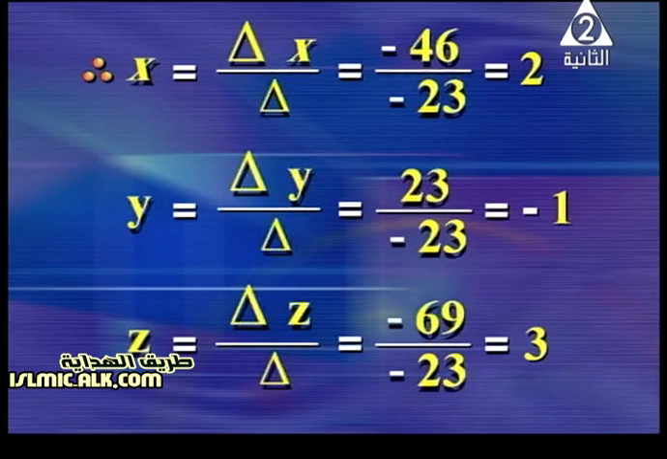After that, the next lesson this year is matrices, which is also very important as an application of determinants. Then by using this method, we find the values x equals 2, y equals negative 1, z equals 3. When we substitute x equals 2, y equals negative 1, z equals 3, all three equations must be satisfied.